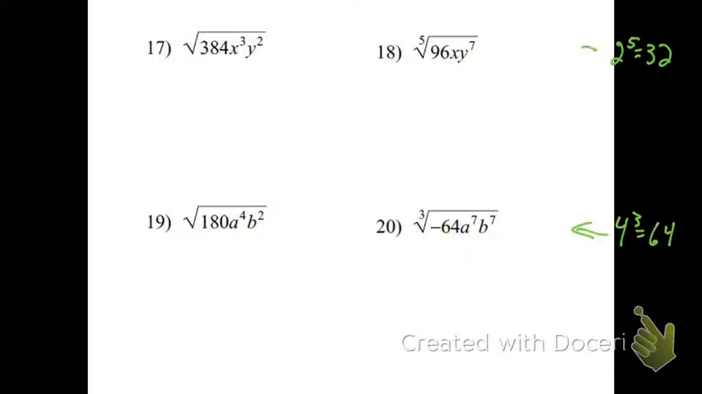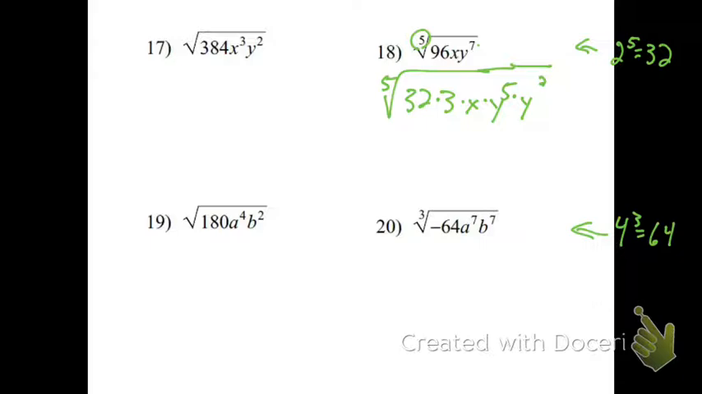So this would be the 5th root of 32 times 3 and times x, and I have to break this y down into a 5 and something else. So y to the 5th. If I have a y to the 5th, I need 2 more. So y squared to give me that y to the 7th.